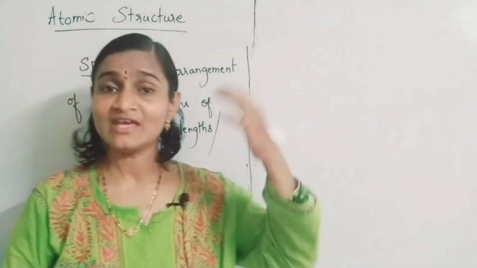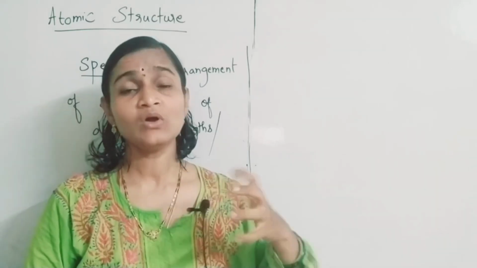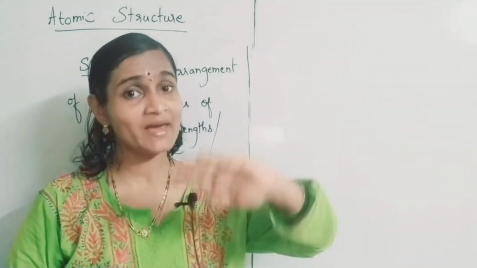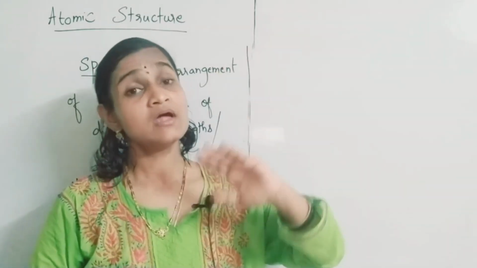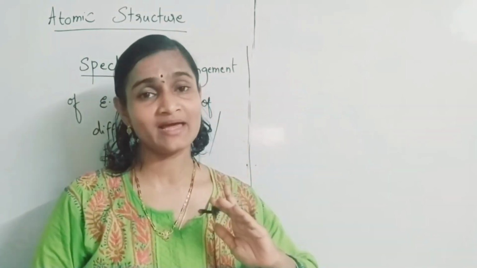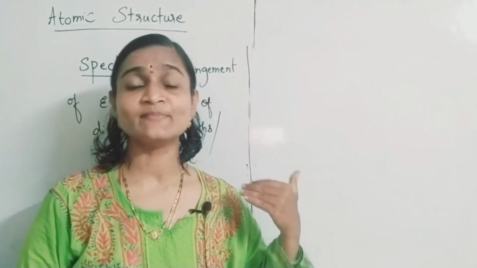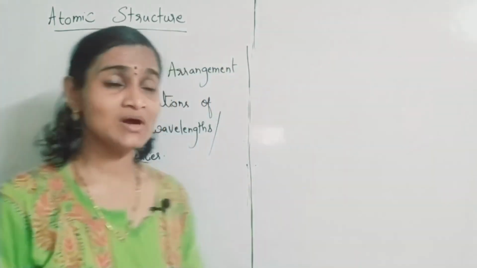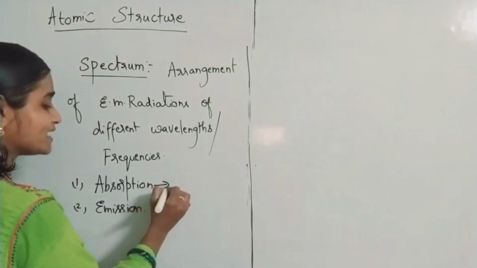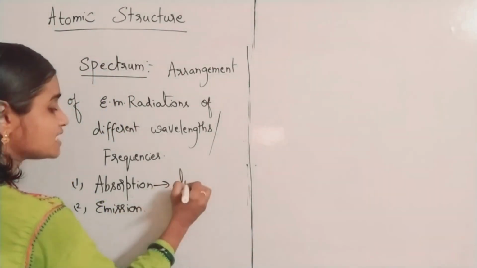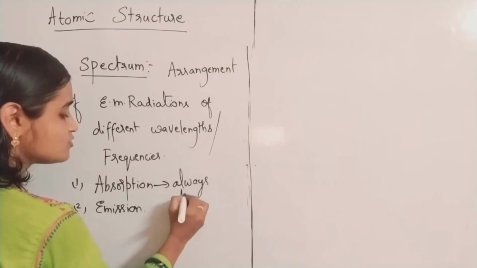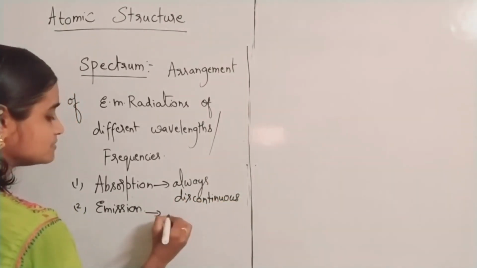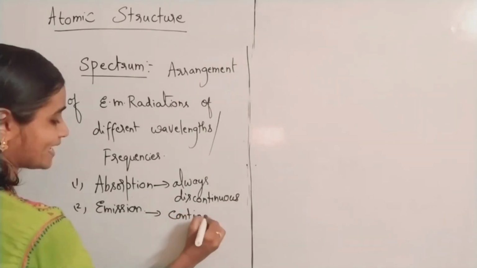If any wavelength of light is missing, it will give you an absorption spectrum. So the absorption spectrum will have dark patches wherever light is absorbed, dark patches on a bright background, whereas in the case of emission spectrum you will find bright lines on a dark background. Accordingly, remember, absorption spectrum is always discontinuous, whereas emission spectrum is always a continuous spectrum.